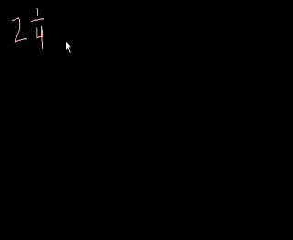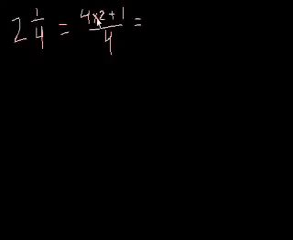Well, if we use the system that I just showed you, that equals 4 times 2 plus 1 over 4. Well, that equals 4 times 2 is 8, plus 1 is 9. 9 over 4. Now I want to give you an intuition for why this actually works.